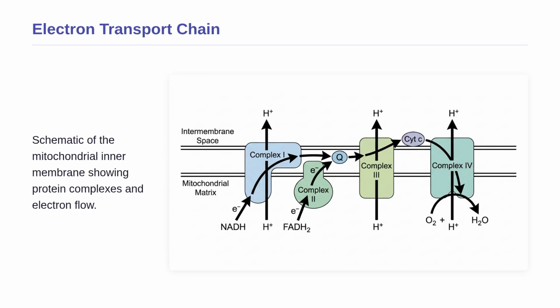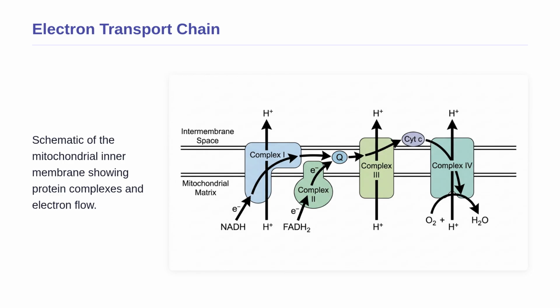Having calculated the energy, let us visualize the entire system in action. Here you are looking at a schematic of the inner mitochondrial membrane. Notice the 4 large protein complexes embedded in the gray membrane layer. Follow the arrows representing the electrons. They enter at complex 1 from NADH or complex 2 from FADH2 and are shuttled by mobile carriers, Q and cytochrome C.